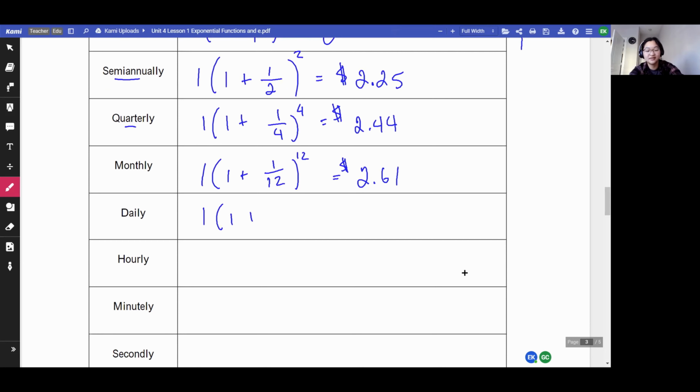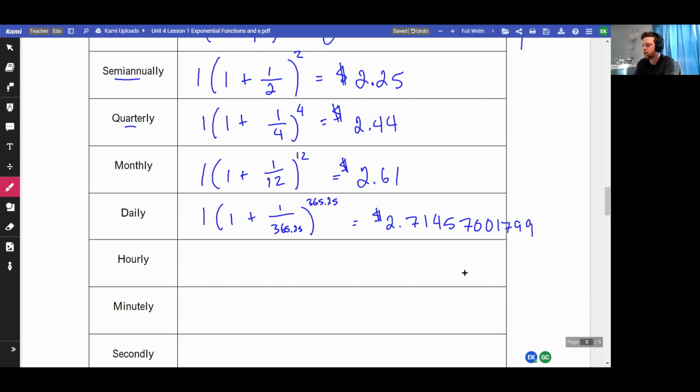All right, daily. How many days are in a year? 365.25. I think we're going with the leap year theme here, so let's just do it. So we got 2.71457. Actually, I'm gonna add those numbers because I have this goal I'm getting to. 2.71457. 1799. Yep. Cool.